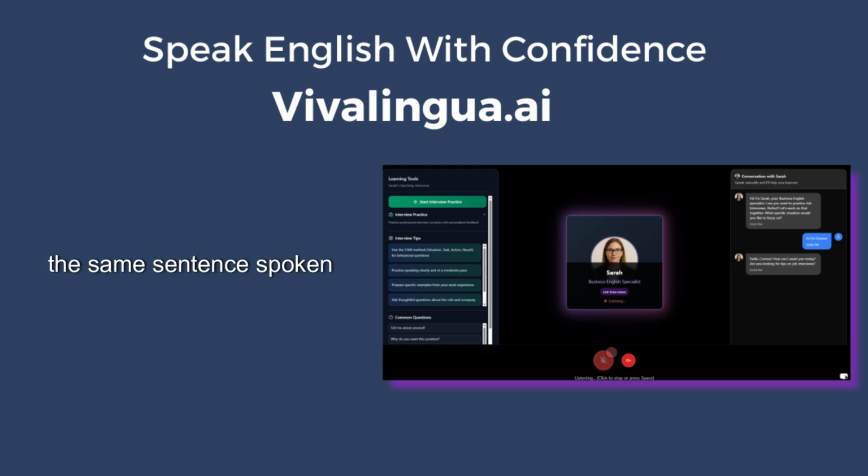Let me demonstrate with the same sentence, spoken with different emotions. Excited, I can't believe we're going to Paris tomorrow. Tired, I can't believe we're going to Paris tomorrow. Worried, I can't believe we're going to Paris tomorrow. Angry, I can't believe we're going to Paris tomorrow. Notice how the meaning changes completely based on the emotional delivery.